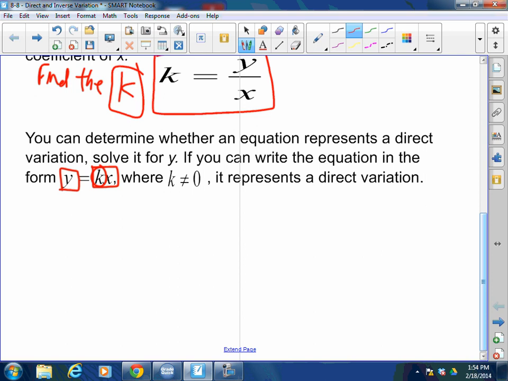My boy just asked, what's the difference between this and slope-intercept form? Slope-intercept form, my brother, has a quote-unquote k, but it's called m. Slope-intercept form has a b, my man. If you add anything, you're changing how it directly varies. It doesn't directly vary anymore. Because again, we go back to our first example.